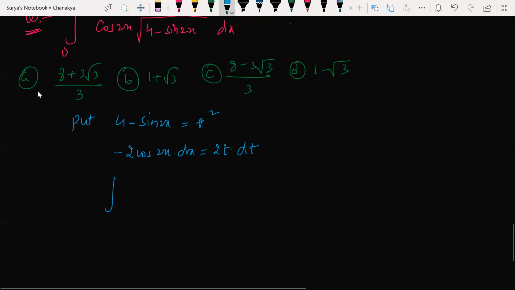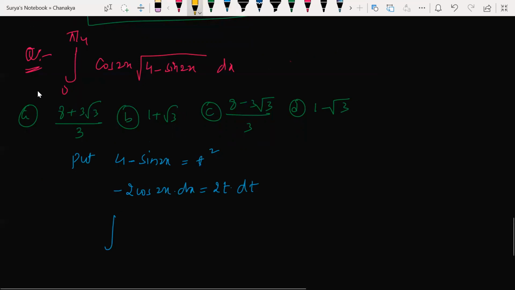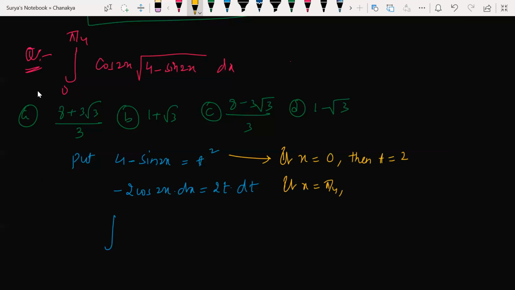Now the limits are going to change. What are the limits? If x is equal to 0, then t is equal to what? t is 2. If x is equal to pi by 4, then t is what? 4 minus sine pi by 4, which is 1, so 4 minus 1 is 3. t square is 3.